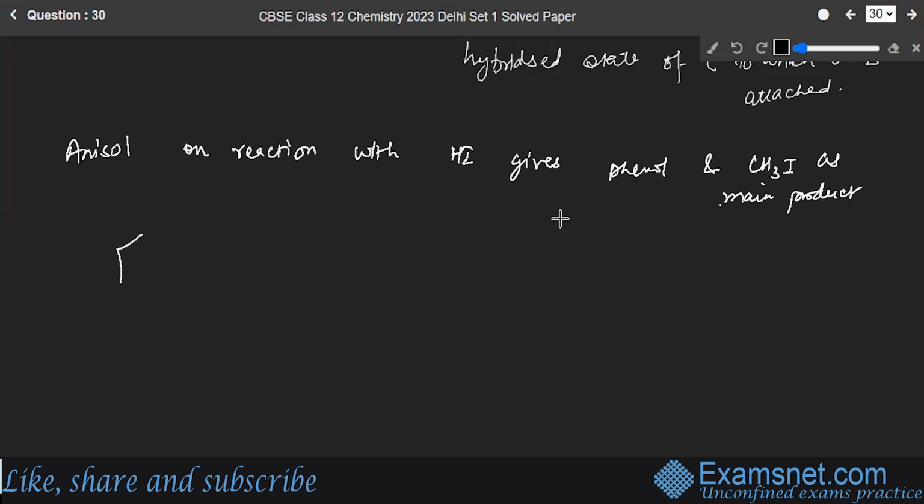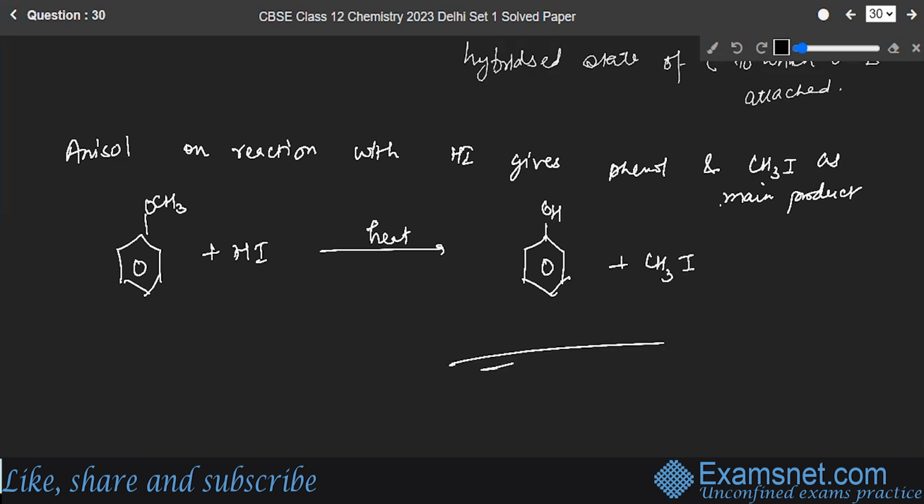Let's go for the reaction. So here is your ring. This will be OCH3, with hydrogen iodide, and this is heated. You will get phenol along with CH3I. This is the chemical reaction for that. Hope you are clear with the A part.